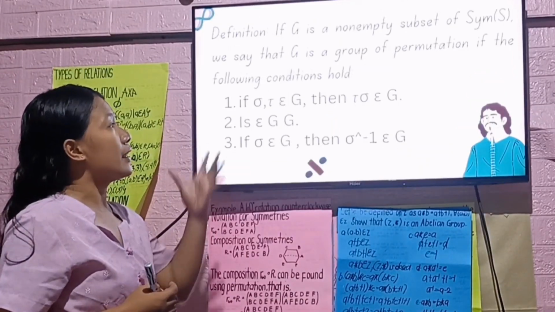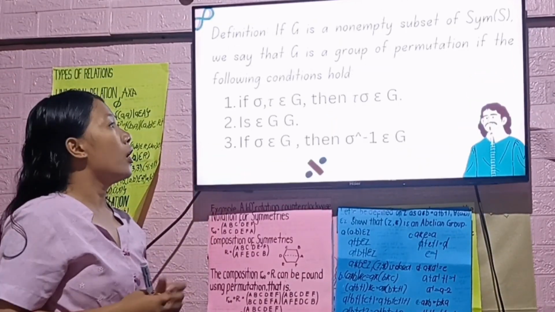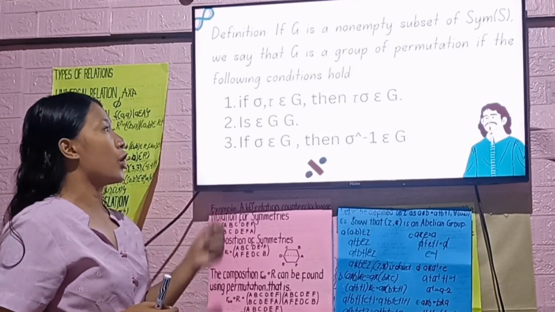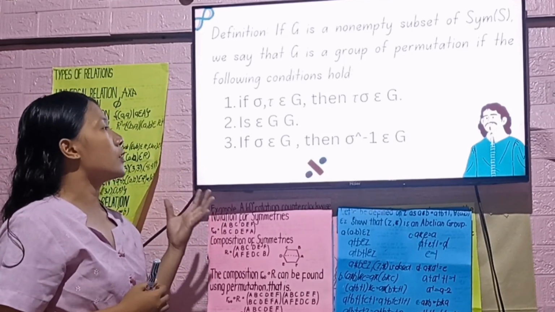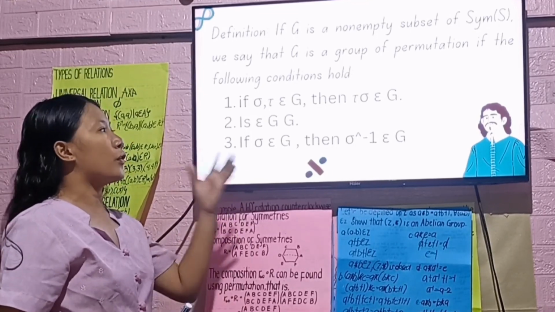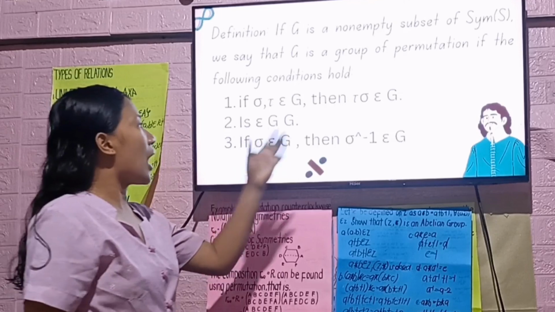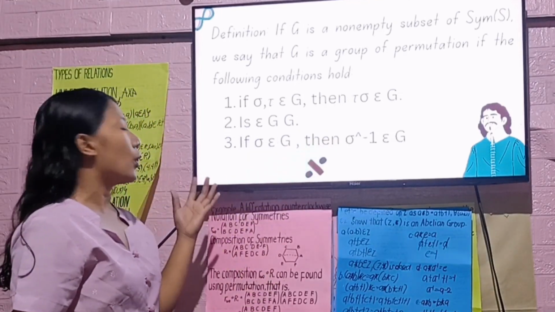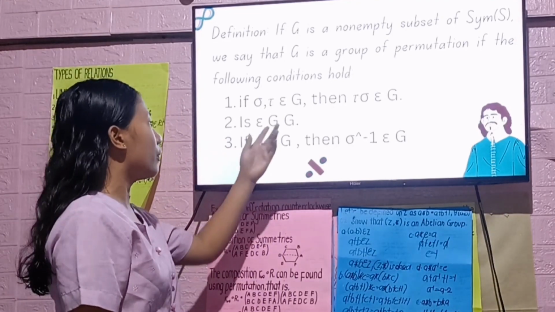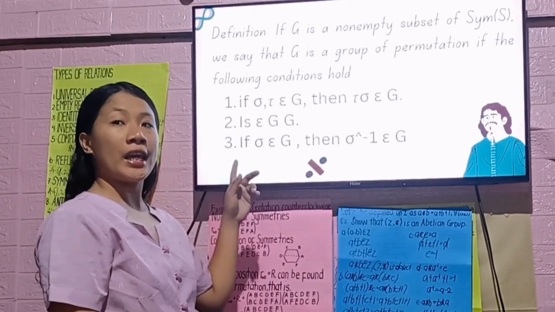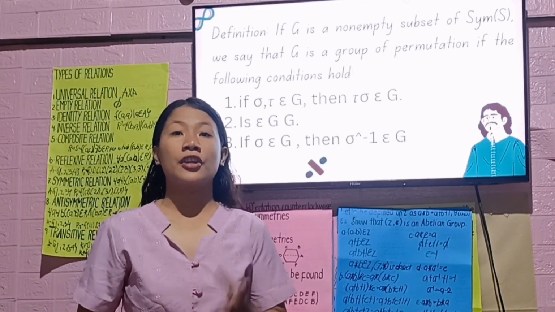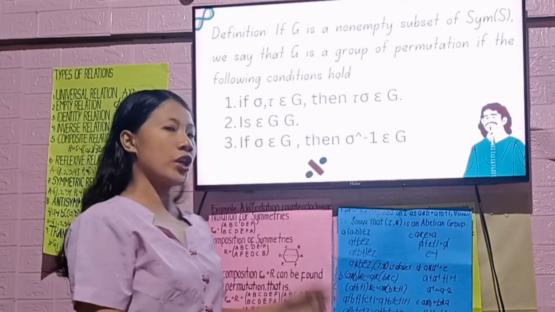If G is a nonempty subset of S, we say that G is a group of permutations if the following conditions hold: if sigma and tau are elements of G, then tau of sigma is an element of G; there exists an identity element in G; and if sigma is an element of G, there exists an inverse element in G.